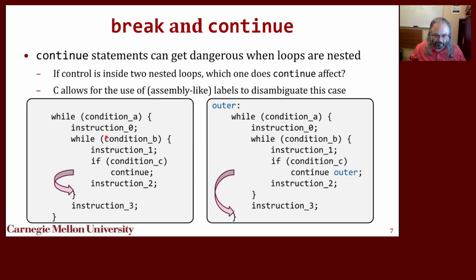So when this continue is encountered, the next thing that will happen is condition B will be checked for the inner while loop. Now, if we have this label labeling the outer while loop, and we say continue outer, compared to just saying continue, this is now saying continue to the label outer. And this is equivalent to jumping to the end of the inner while loop, because if we were to jump to the end of the inner while loop, the next thing we would do is check the loop condition. By saying continue outer, we're actually jumping to the label outer, and the next thing we do is encounter the while loop and we check the loop condition.